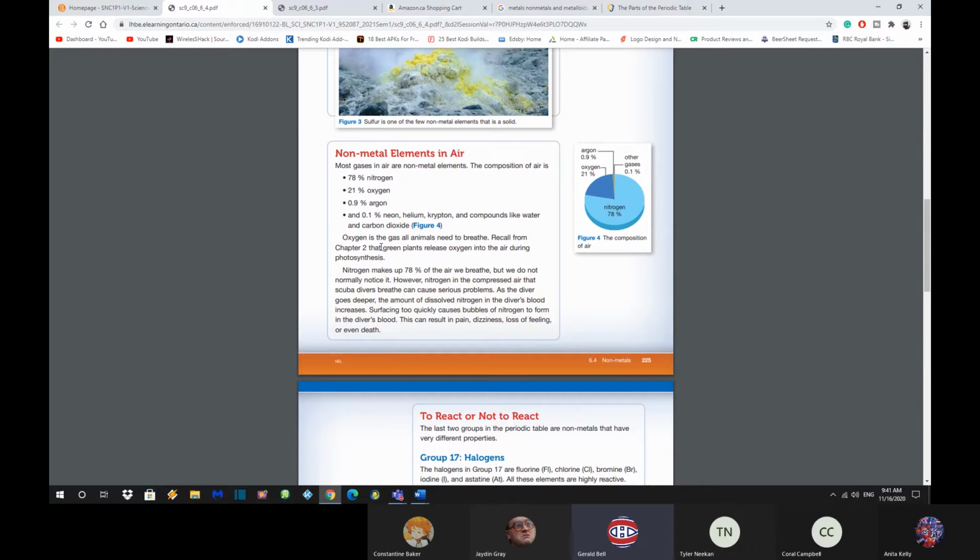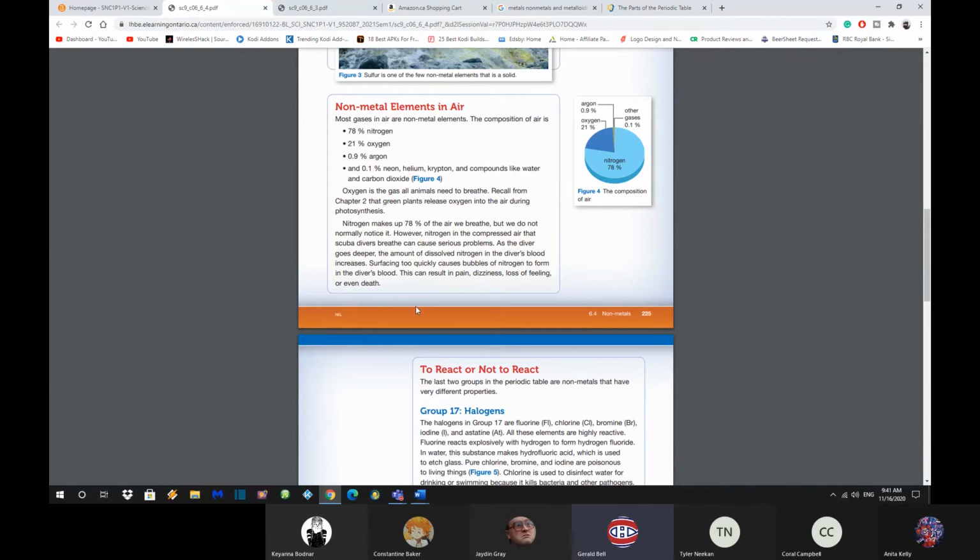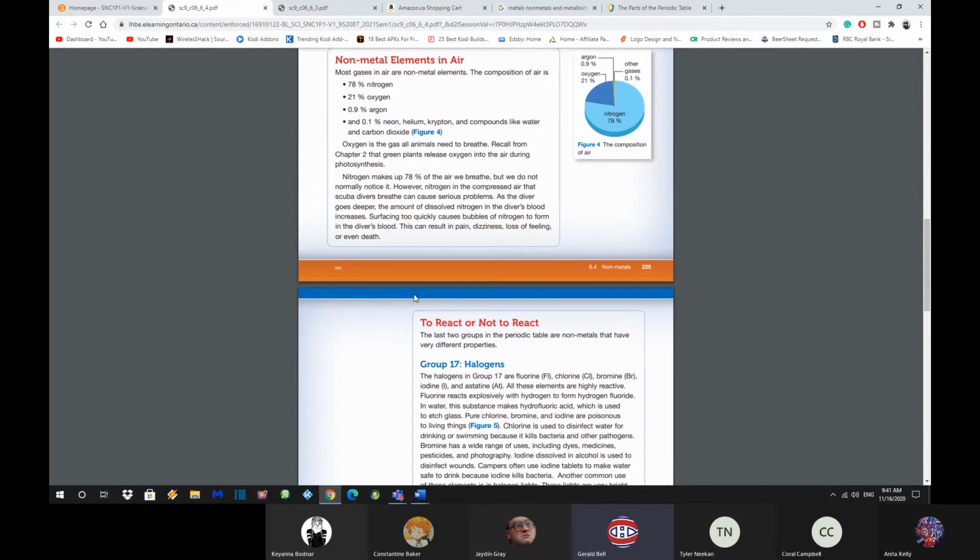Nitrogen makes up 78% of the air we breathe, but we do not normally notice it. However, nitrogen in the compressed air that scuba divers breathe can cause some serious problems. As the diver goes deeper, the amount of nitrogen dissolved in the diver's blood increases. Surfacing too quickly causes bubbles of nitrogen to form in the diver's blood. This can result in pain, dizziness, loss of feeling, or even death. If you've ever watched TV shows, the divers can't stay down forever. They only have a certain amount of time before they have to come back up because of this nitrogen problem.